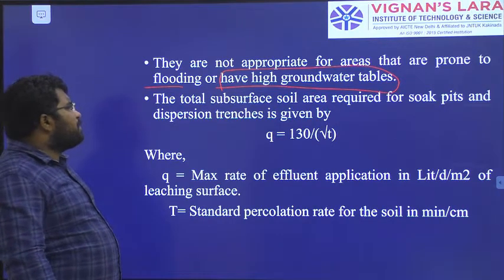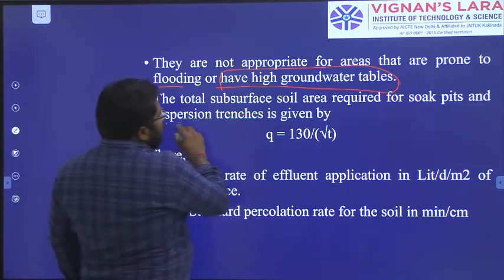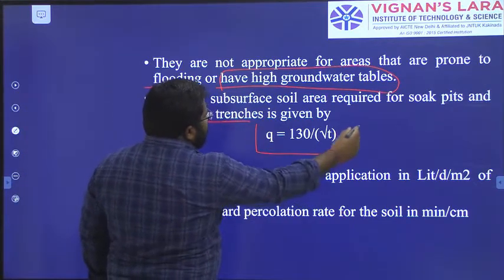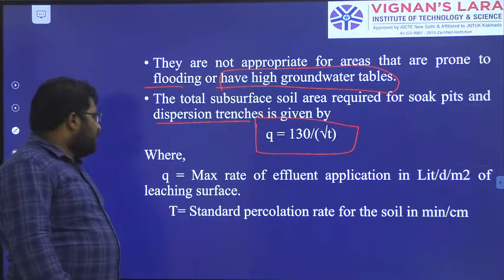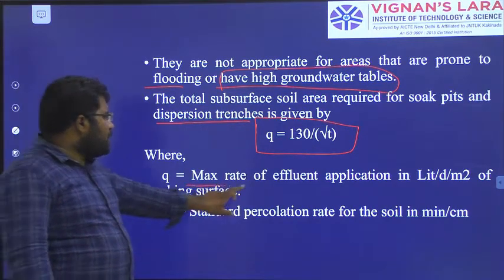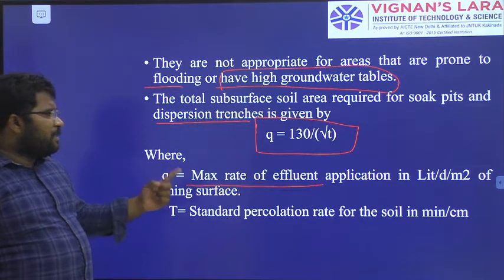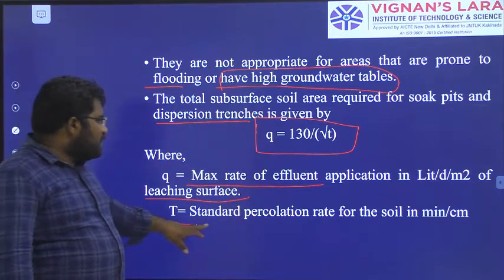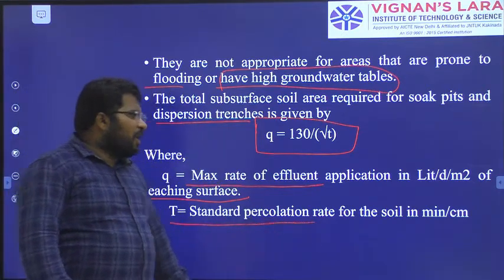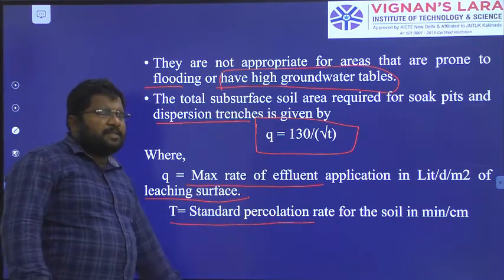Next, the total subsurface soil area required for soak pits and dispersant trenches is given by q equals 130 by root T, where q is the maximum rate of effluent applicable, in liters per day per meter square of the leaching surface, divided by the standard percolation rate for soil in meter per minute. Already we saw that it is 25 minutes per centimeter.